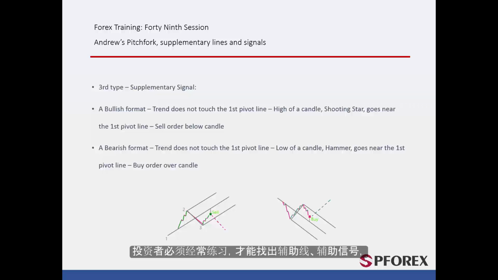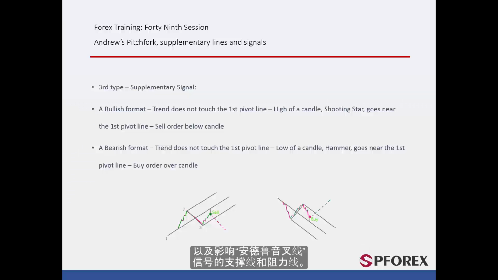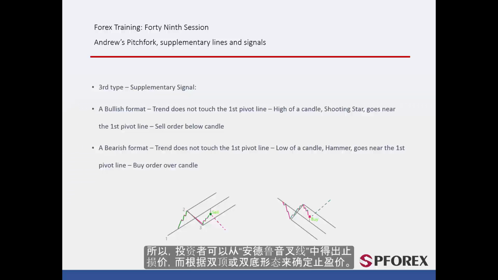A trader must practice frequently in order to be able to detect the additional lines and signals alongside support and resistance lines that affect signals derived from the Andrews pitchfork pattern. Andrews pitchfork patterns frequently form alongside double top and double bottom patterns. Thus, a trader can derive SL price from the Andrews pattern, while TP would be obtained from a double top or double bottom pattern.